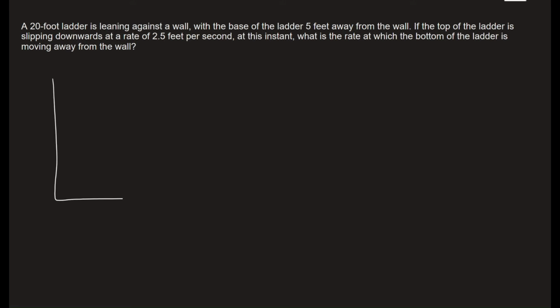So let's say this is the wall, and this is the 20-foot ladder leaned up against it. It says the base of the ladder is 5 feet away from the wall, so we'll label that as 5 feet. And let's label the triangle, so x, y, z. Let's solve for y.